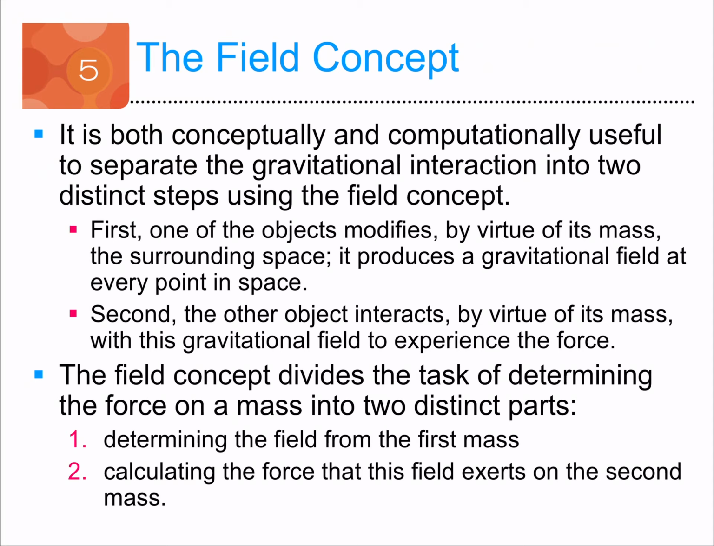What we do is conceptually and computationally separate the gravitational interaction into two distinct steps using the field concept. The first step is that one of the objects is going to modify, by virtue of its mass, the surrounding space. So it's going to produce a gravitational field at every point in space. Secondly, the other object is going to interact by virtue of its mass with that gravitational field to experience a force.